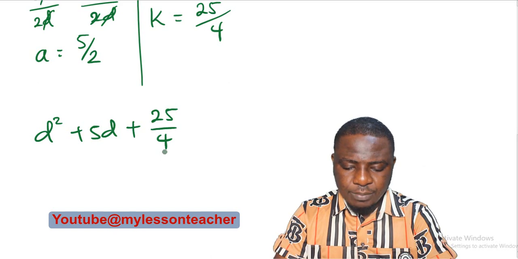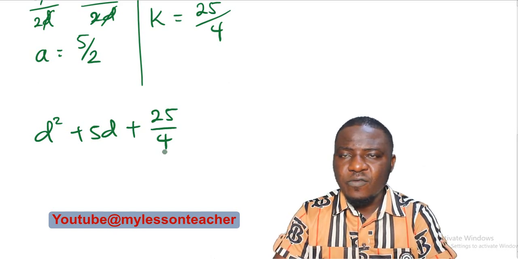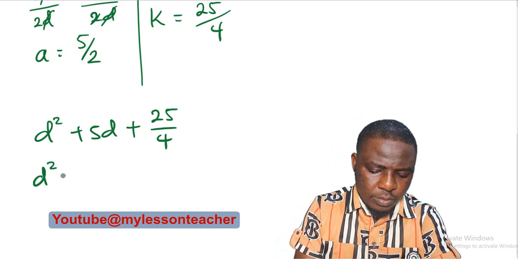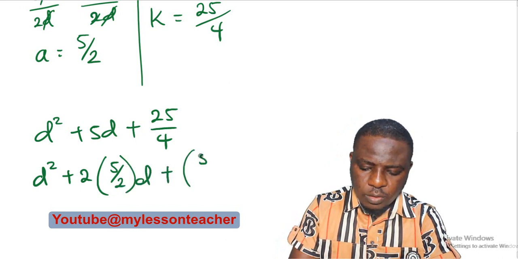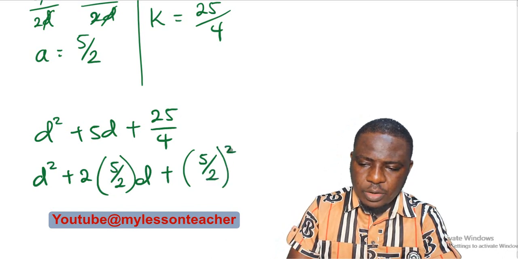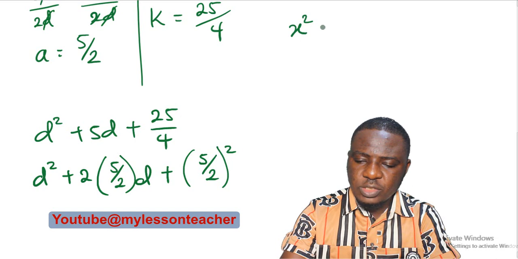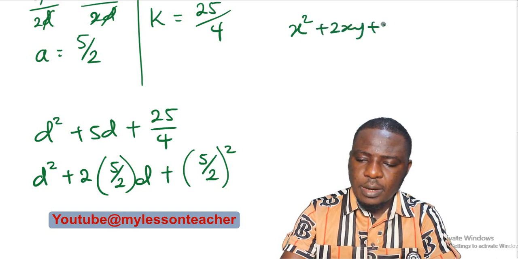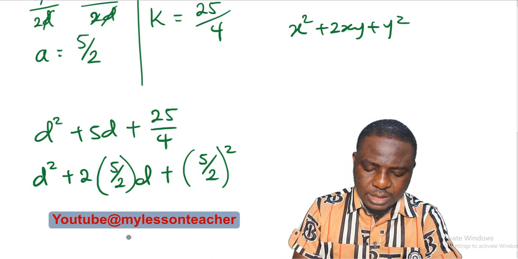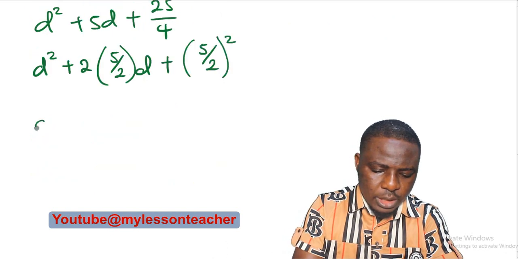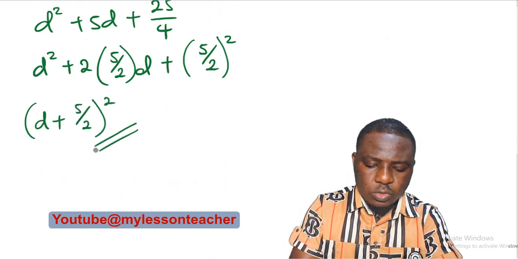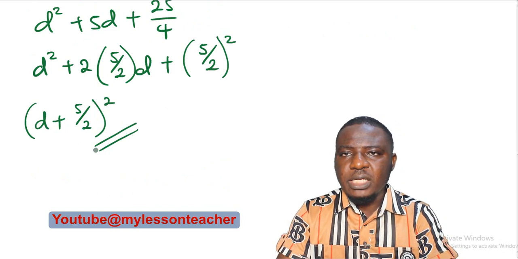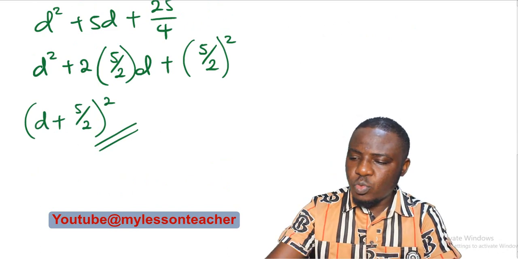Now that we have gotten that term that makes it a perfect square, we can then factorize. This becomes d squared plus 2 into 5 over 2d plus 5 over 2 squared. Remember, we are to write it in the form of x squared plus 2xy plus y squared, so that this can be factorized to be d plus 5 over 2 all squared. So this is how you factorize an expression that is a perfect square.